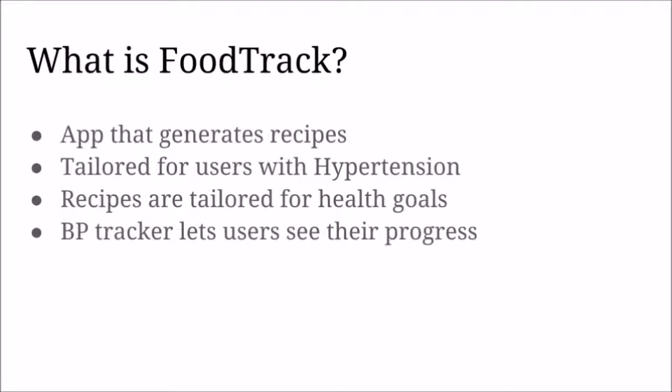Our mobile application, FoodTrack, generates recipes for people with hypertension as a medical condition. Through using FoodTrack, users are able to generate healthy recipes that are tailored specifically to their health profile and track their management of hypertension with a BP score tracker. For this video demo, we will be briefly outlining what we implemented in Sprint 3 and walk through the 4 main features we implemented in Sprint 4.